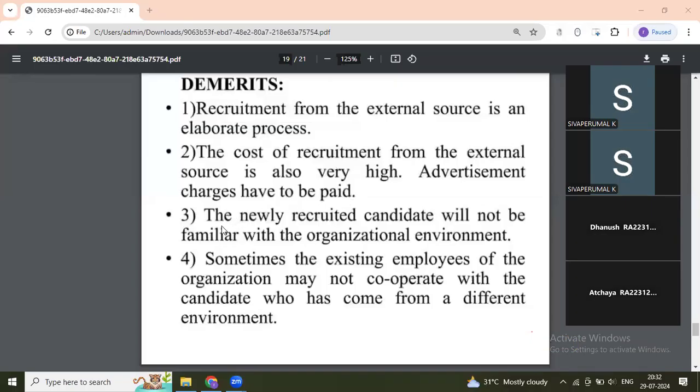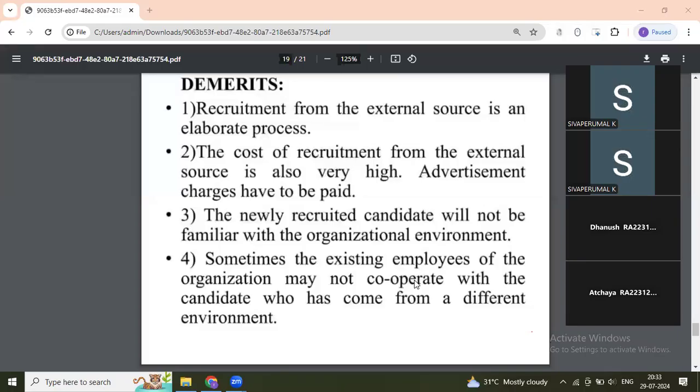And the third one is that a newly recruited candidate will not be familiar with the organizational environment, right? A newly recruited candidate will not be familiar with the organization, so we have to explain the company policies, the company vision and mission, and the regulations. These are the things we have to explain to new employees. Whereas if your employee is already existing, we don't have to explain them. So that is one of the disadvantages.